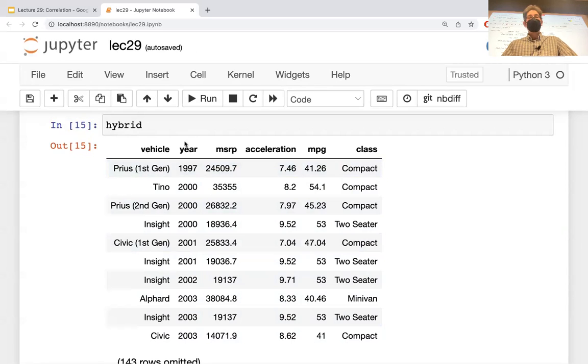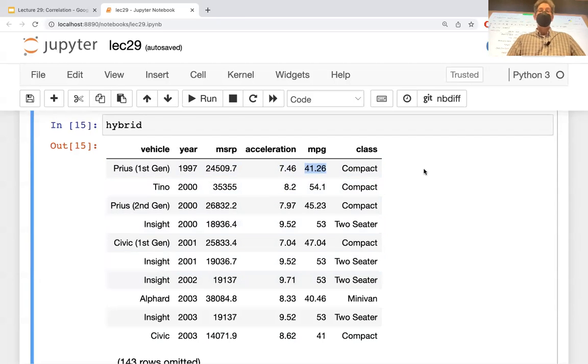And they recorded when they came out, how much they cost. And these were normalized toward 2003 dollars, adjusting for inflation. Measured their acceleration in kilometers per hour per second. So how much oomph it has. And then the reason people bought hybrid cars early on is they went really far per gallon. So measure their miles per gallon. And then there are different classes of cars.